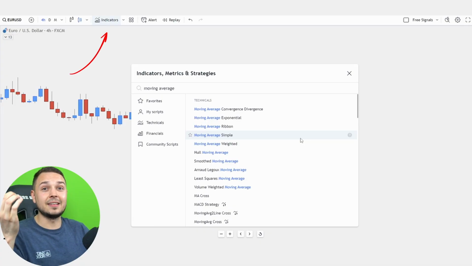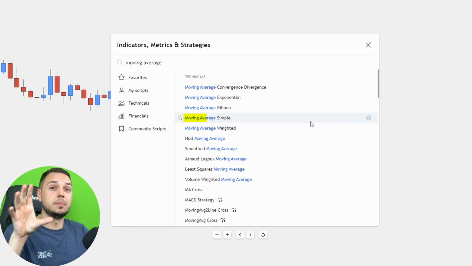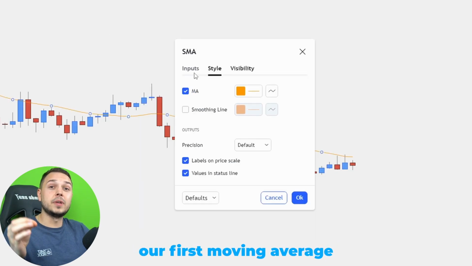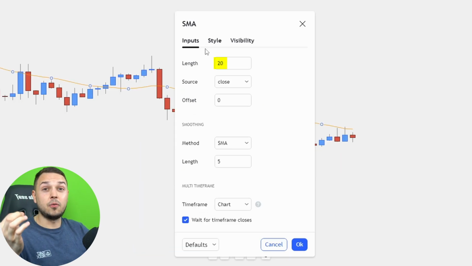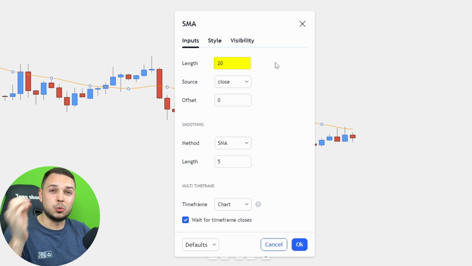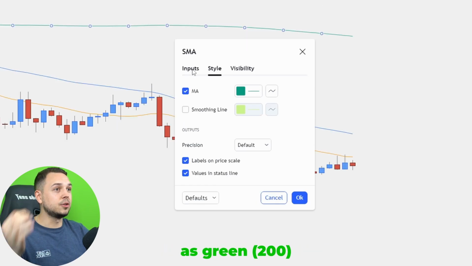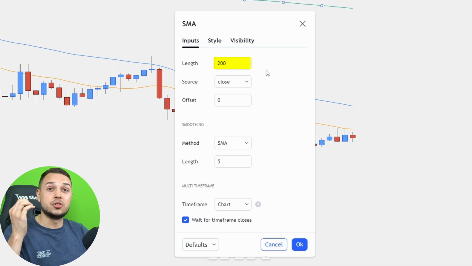Head over to the indicator section on TradingView and type in moving average. Simple. We will need 3 of them, so triple click on it. My first moving average color is orange and the length or the period of the moving average is 20. The second moving average is blue and the length value is 50. I like having my last moving average as green and the input length is 200.